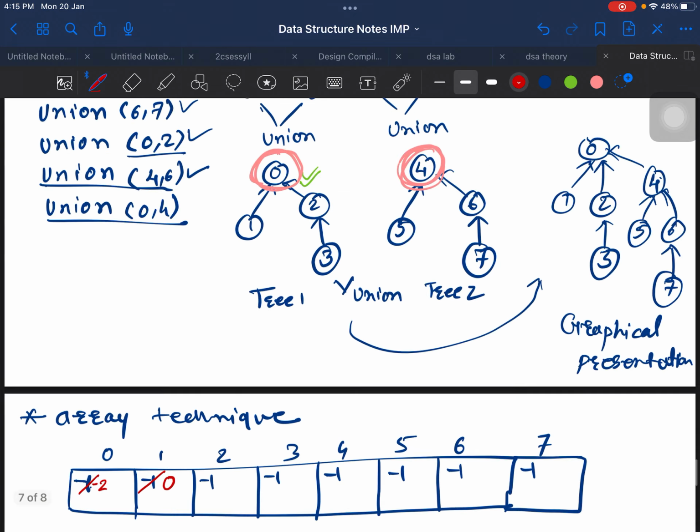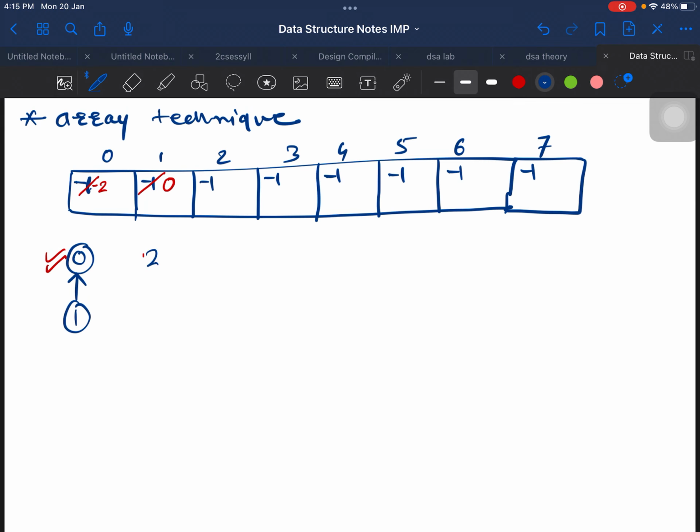Next, they are asking union 2, 3. So here I am drawing 2, 3. Now 2 is the root, and 3 is the child. So who is the parent of 3? 2 is the parent of 3. So instead of writing minus 1 in the third index, you have to write 2. Why are we writing 2 here? Because 2 is the parent of 3.